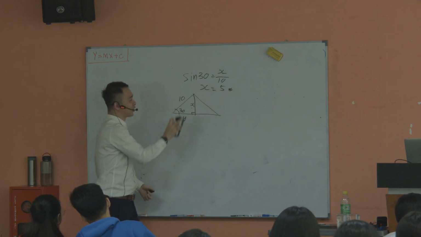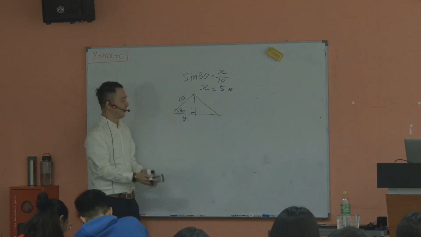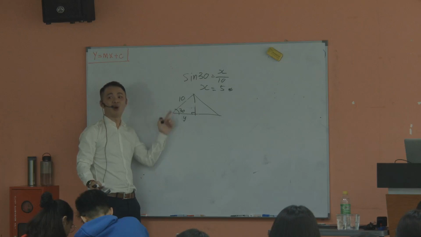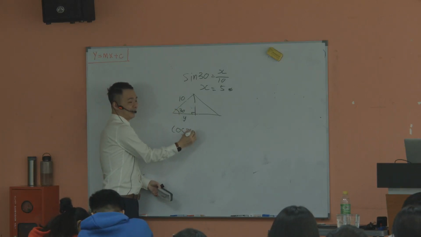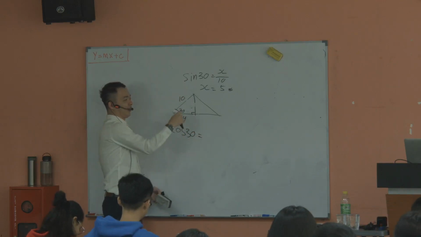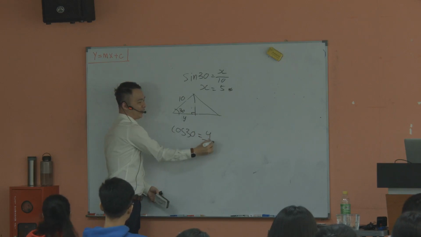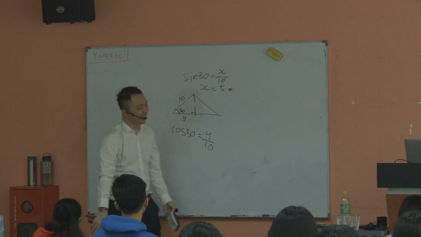Alright, so let's say you want to find y here. This is what we call adjacent over hypotenuse, which is cos 30 equals y over 10, because we use cos for adjacent.